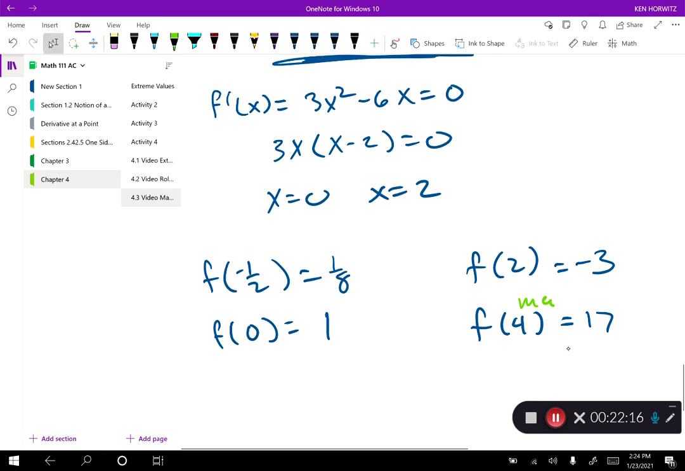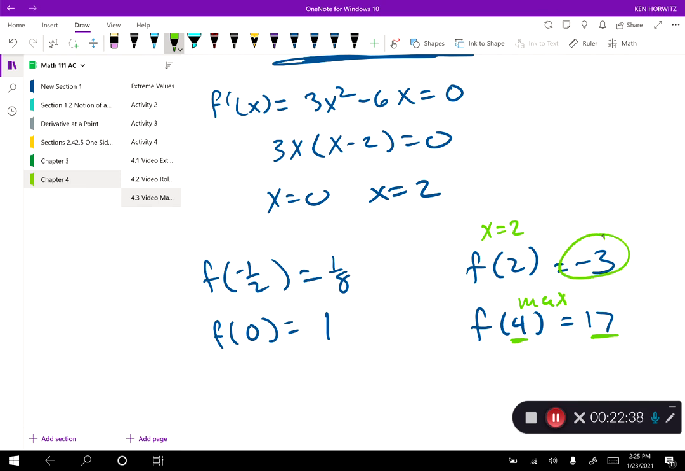So if I were to say, where is my maximum? My maximum is at 4. What is my maximum? My maximum is 17. And your minimum is going to be here. My minimum is at x equals 2. The value of my minimum is negative 3.